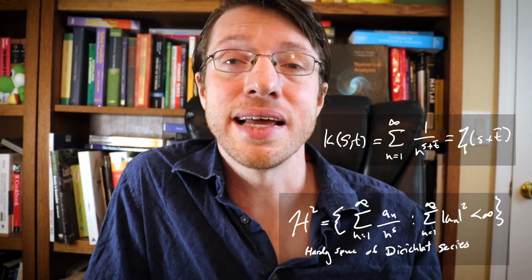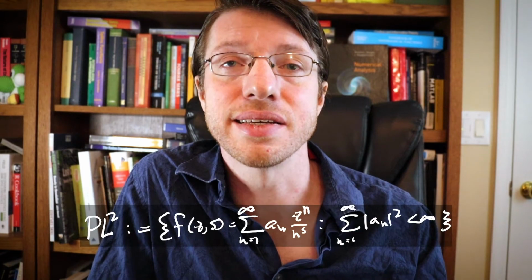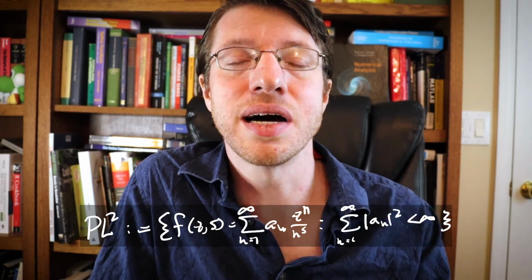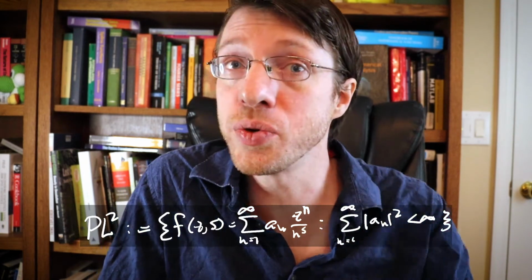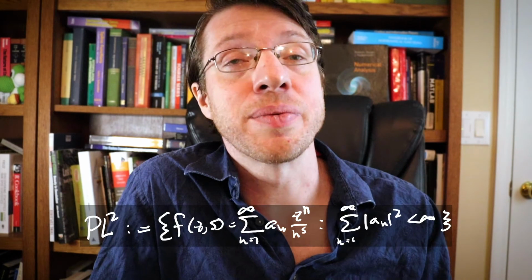Now, if we take a look at the Polylogarithmic Hardy Space, it blends these two things together. It consists of functions that are the sum from n equals 1 to infinity of a_n times z to the n, all divided by n to the s.